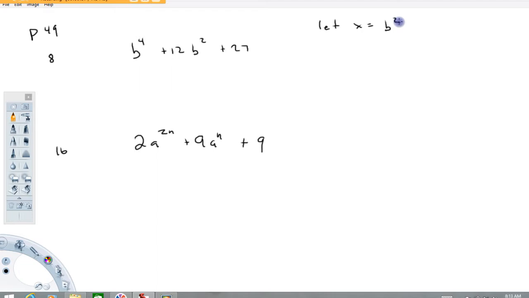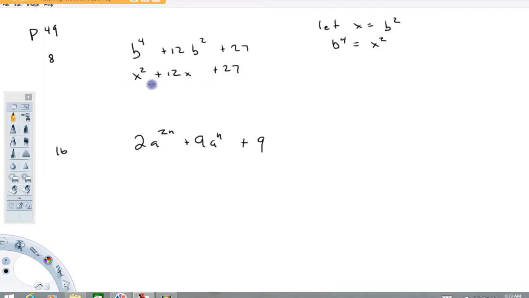The reason for doing that is that this term here, b to the fourth, would then equal x squared, because that would be b squared squared. That's going to allow us to rewrite this polynomial and make it look a little bit friendlier. So we can write this now as x squared plus 12 times b squared, which is equal to x, plus 27. Now this polynomial looks a little bit more friendly.